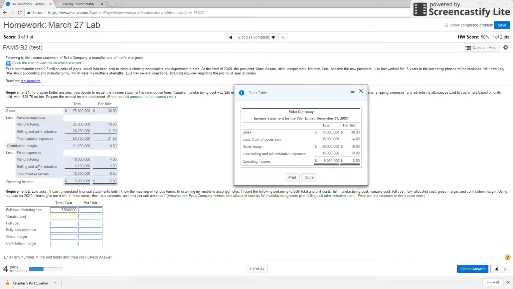The variable cost is this number plus this number. Sorry, the total variable cost, we have it over here, $53,750,000. Our full cost, which is the total of the cost that we are paying, variable, fixed and everything, is $70 million, because your operating income is $5 million and your sales is 75, so it's 70. I'm running out of time in the middle of the question, so I will continue it in the next part.